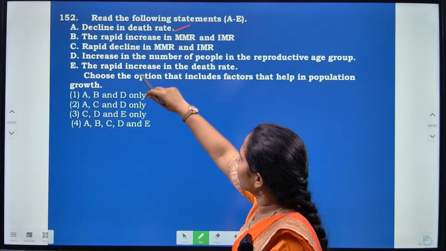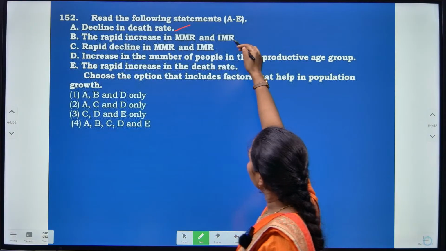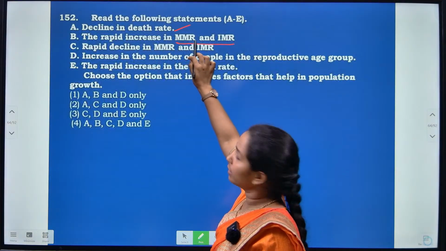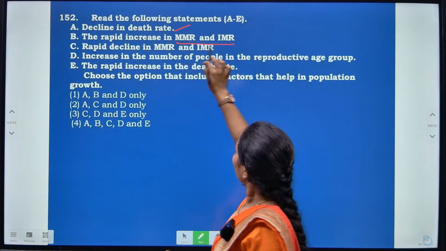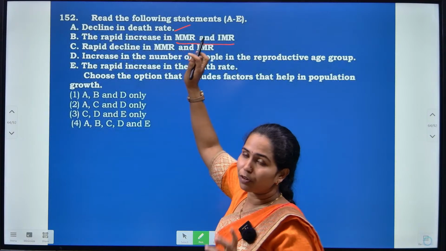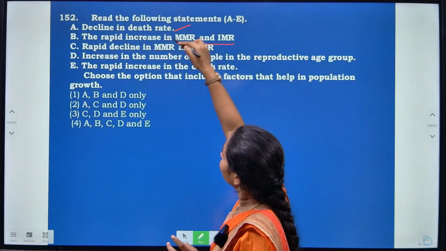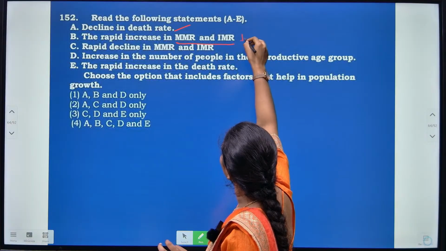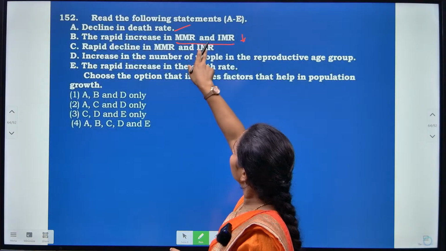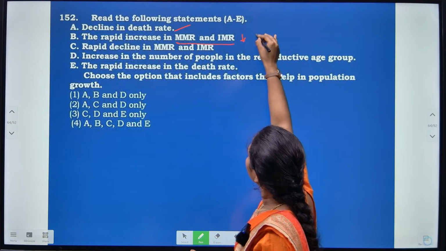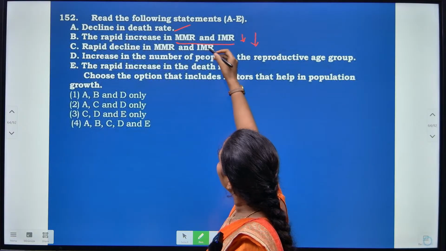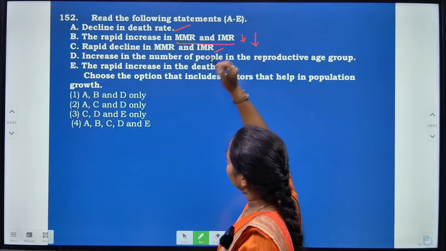Then second one is the rapid increase in MMR and IMR. MMR is nothing but maternal mortality rate, that is the mother's death rate, and IMR is nothing but infant mortality rate, that is the death of infants here. So there should be rapid decline here, there should be no increase. If there is an increase in MMR and IMR, then population decreases here. Second one, rapid decline in MMR and IMR, this is the right option here.